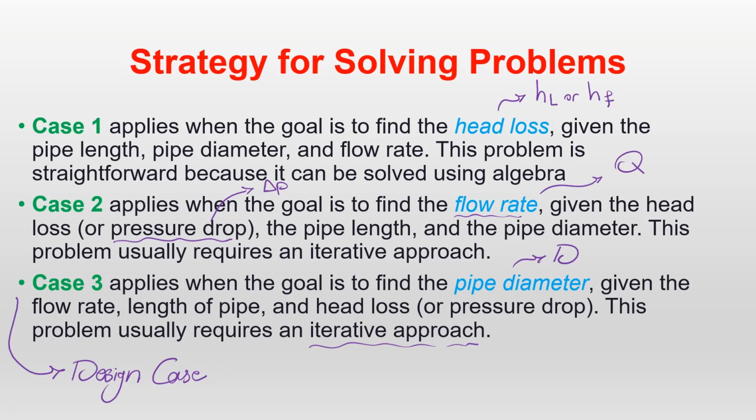And finally, case number 3, which is very common among civil engineers and is also called the design case, is when you are designing pipe diameter given flow rate, length of the pipe, and head loss. This problem also requires an iterative approach, so it's a little bit more complicated than case number 1. Both case number 2 and case number 3 can be solved using Excel. In this class, I'm going to show you how to solve them manually, and then in the next class, I'll show you how to use Excel to solve these kinds of problems.